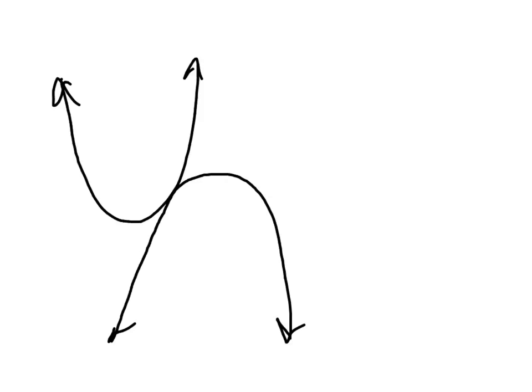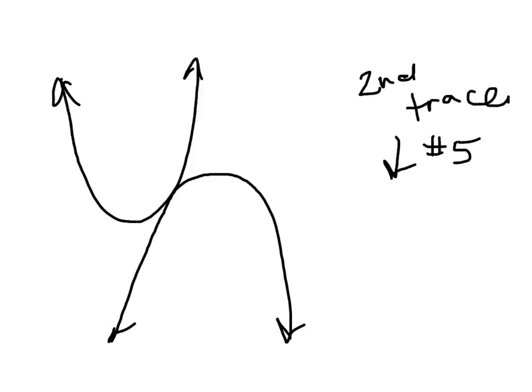Now, what you're asked to do is just like yesterday. Now we're going to try to find the intersection, where they cross, where they hit each other. So, intersect, second trace, down to number 5. How many times do they hit? Looks like once, okay? What'd you guys get?